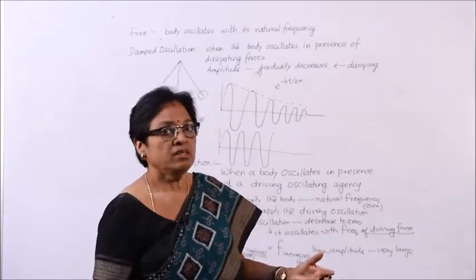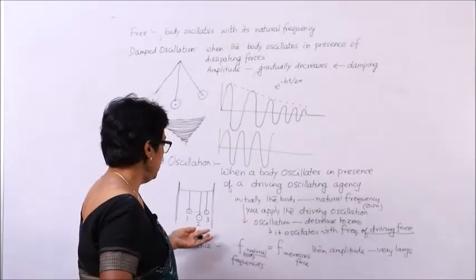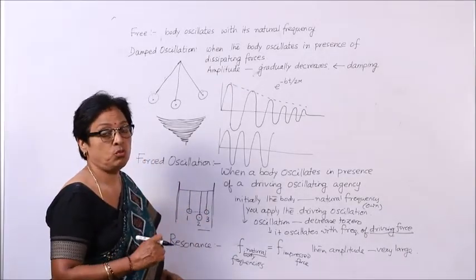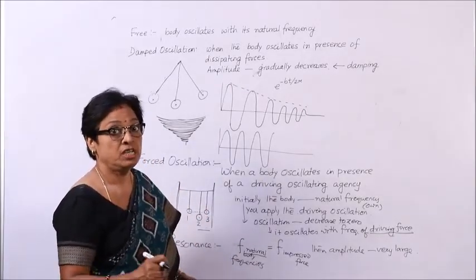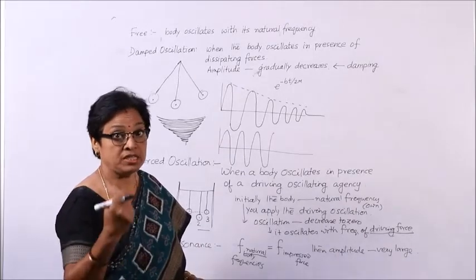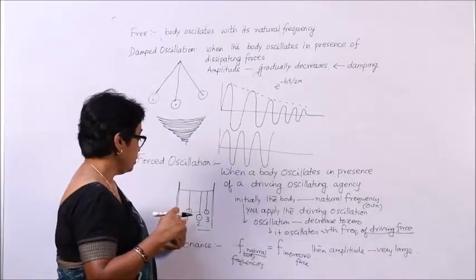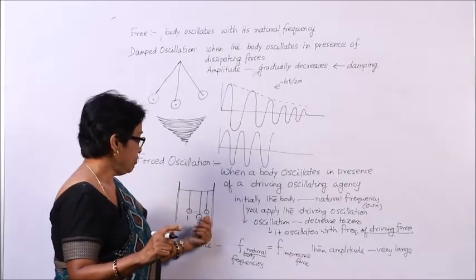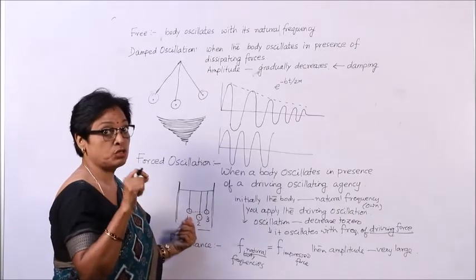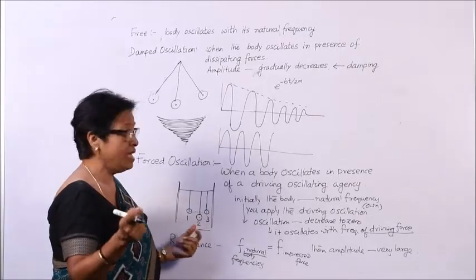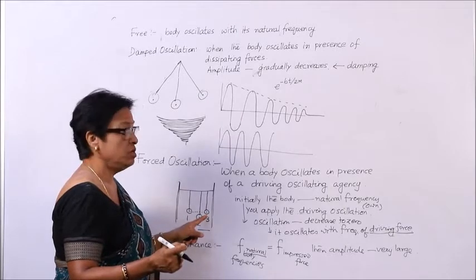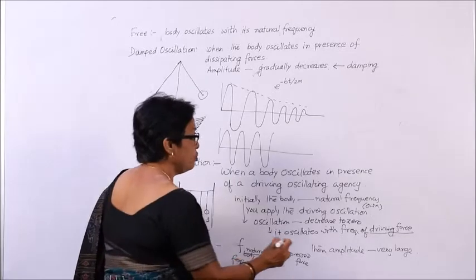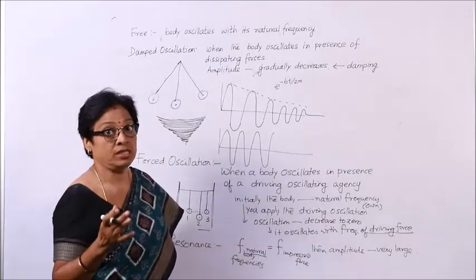That when the natural frequency of a body is equal to the frequency of the impressed force, whatever is the force impressed on it, the extra force we give to drive it, if that frequency and its frequency become equal, the natural frequency and the frequency of the impressed force, you will see that this will oscillate with a large amplitude. So, that large amplitude shows that there is a resonance.